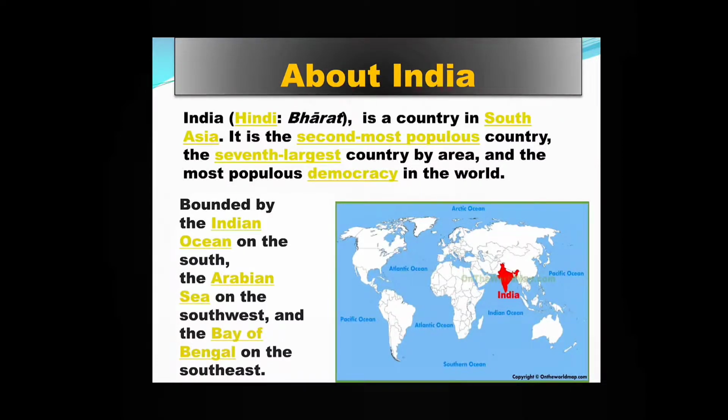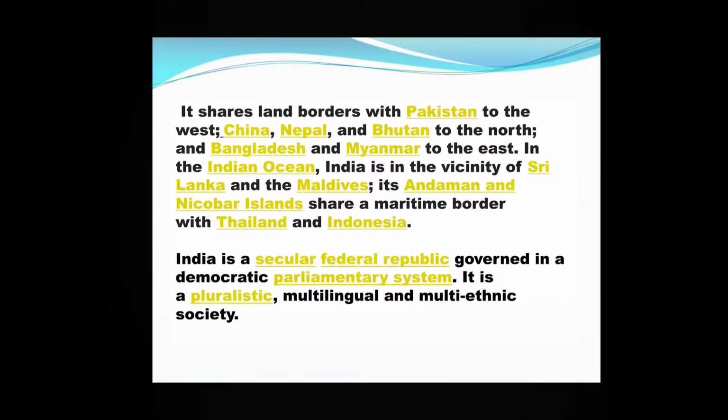Now India is bounded by the Indian Ocean on the south, the Arabian Sea on the southwest, and the Bay of Bengal on the southeast. It shares land borders with Pakistan. Now what are the neighboring countries of India? We have Pakistan in the west, China, Nepal and Bhutan to the north, and Bangladesh and Myanmar to the east. In the Indian Ocean, India is in the vicinity of Sri Lanka and the Maldives. Its Andaman and Nicobar Islands share a maritime border with Thailand and Indonesia. So the neighboring countries of India are Pakistan, Nepal, China, Bhutan, Bangladesh, Myanmar and Sri Lanka.